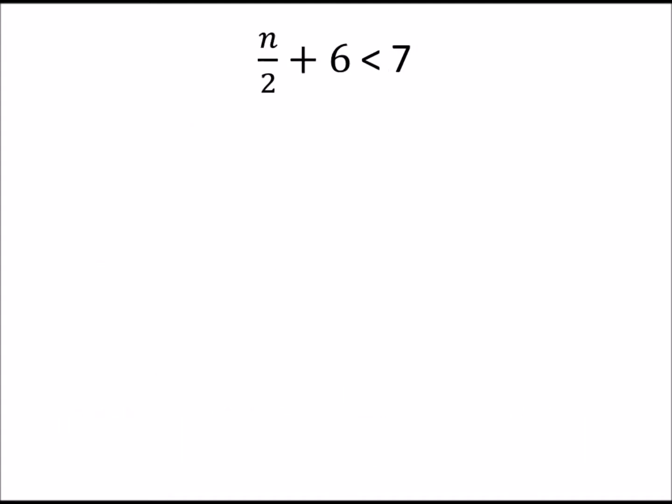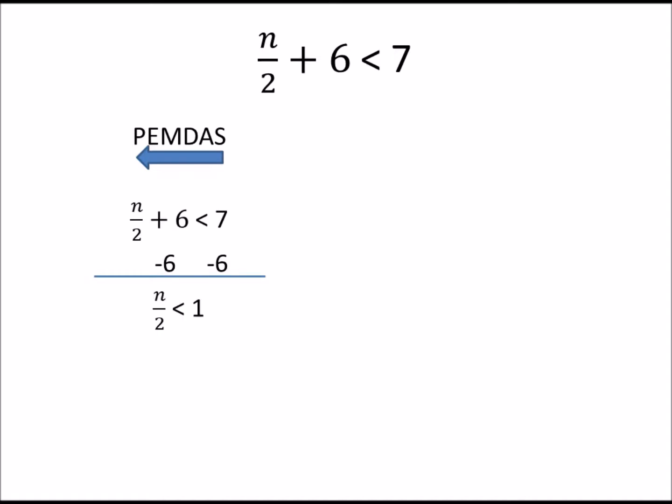Last example, we have n divided by 2 plus 6 is less than 7. So using PEMDAS, I'm looking for addition and subtraction. I see plus 6, so we're going to go ahead and subtract 6 on both sides. We have n divided by 2 is less than 1. And then the last part we have is n divided by 2. So the opposite of divide is multiply, so we're going to multiply both sides by 2. So we have n is less than 2.